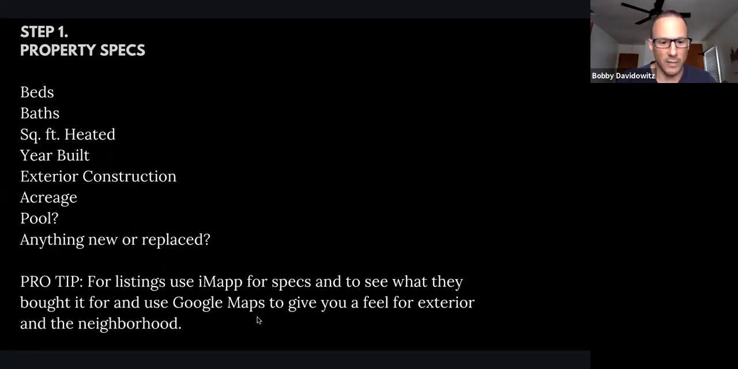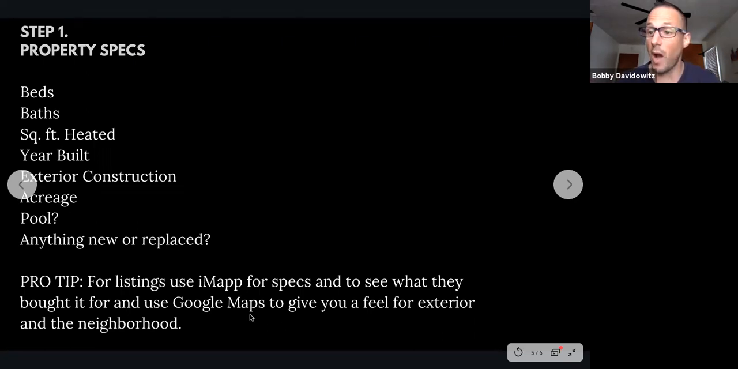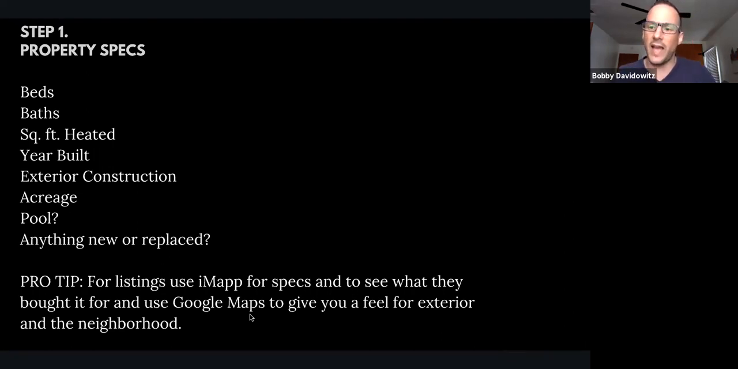And then once again, as you see on the bottom here, for listings, use iMapp for specs and to see what they bought it for. So you can also see what the seller bought that property for as well. Not something I would necessarily bring up in a listing appointment, but it's always good to know, hey, this person has some equity. They have some room to play with. So on iMapp, you can see what they bought it for.